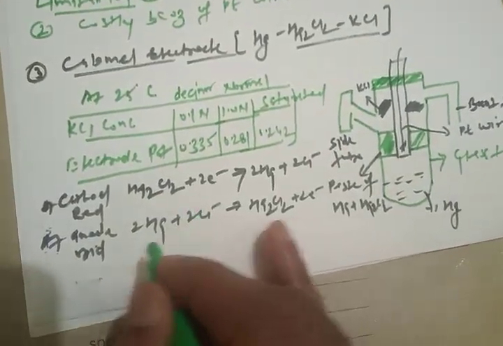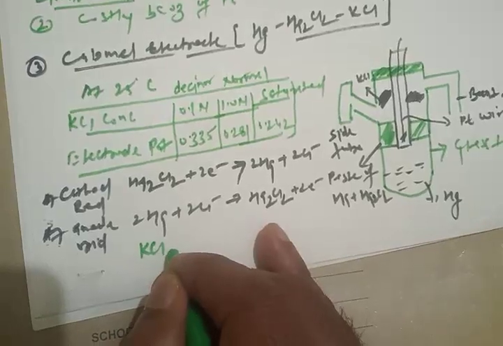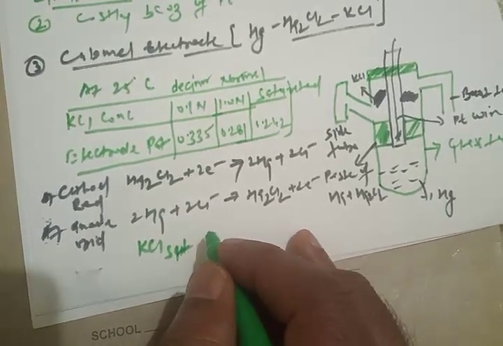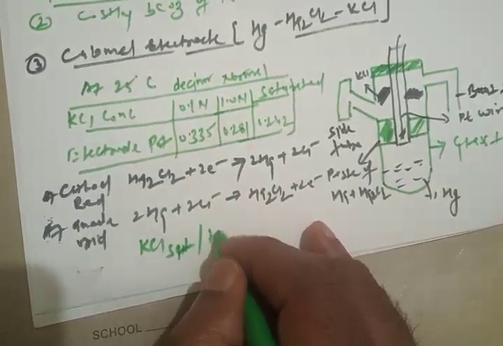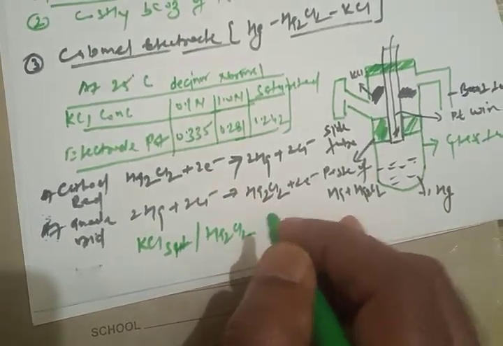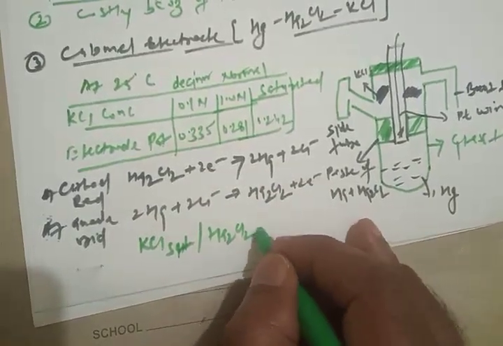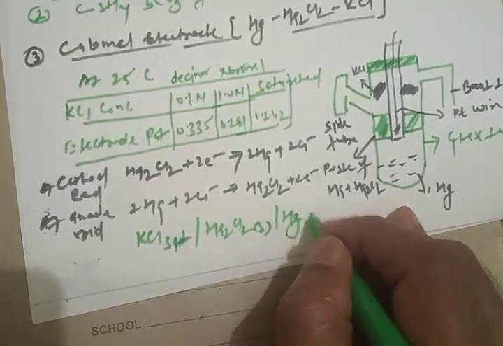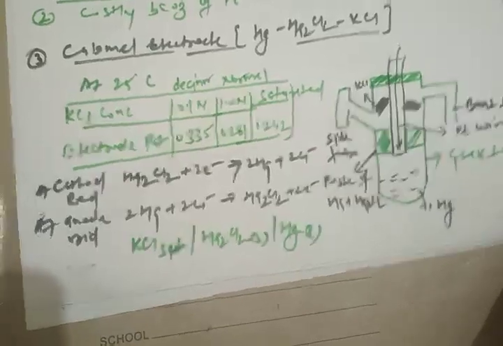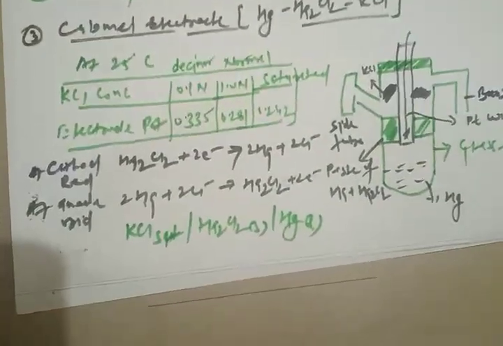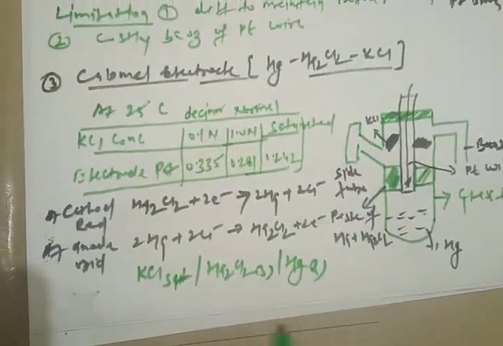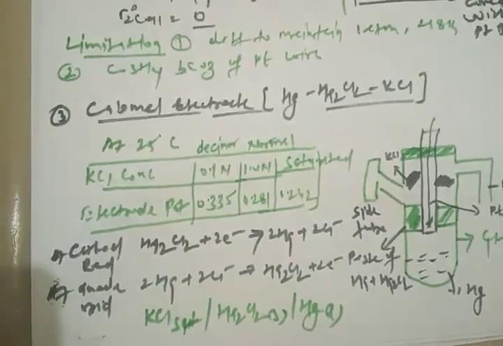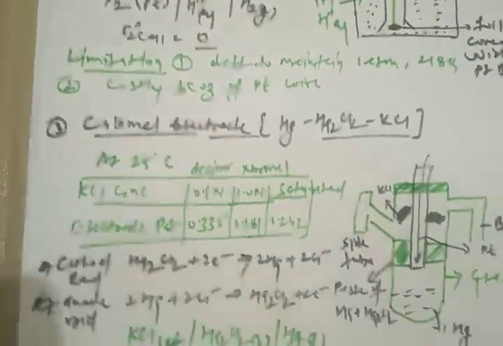And the cell, the setup of the cell: KCl, whatever the concentration, here I am taking the saturated concentration. Then the Hg2Cl2 solid, and then the Hg is liquid. Okay, it is not a solid. So this is how the calomel electrode looks like. Calomel electrode is very important.